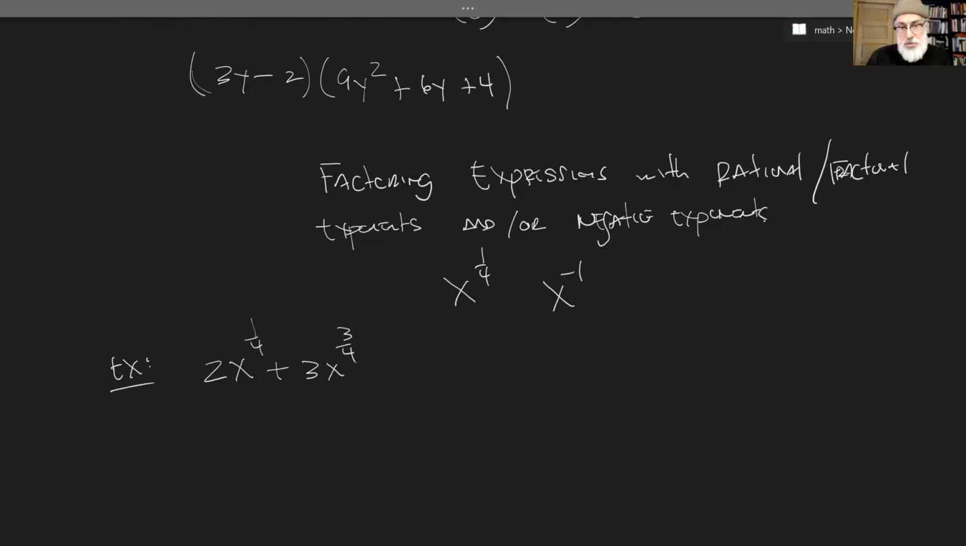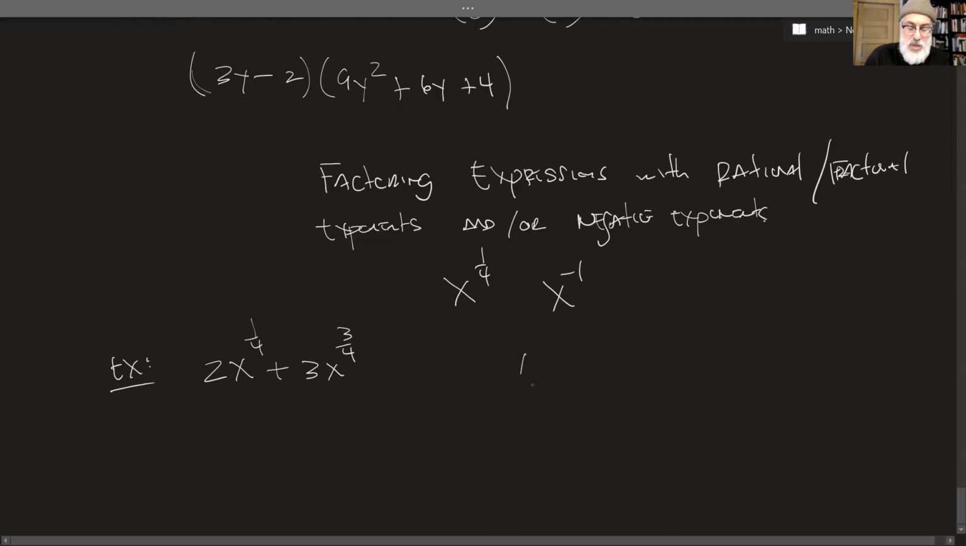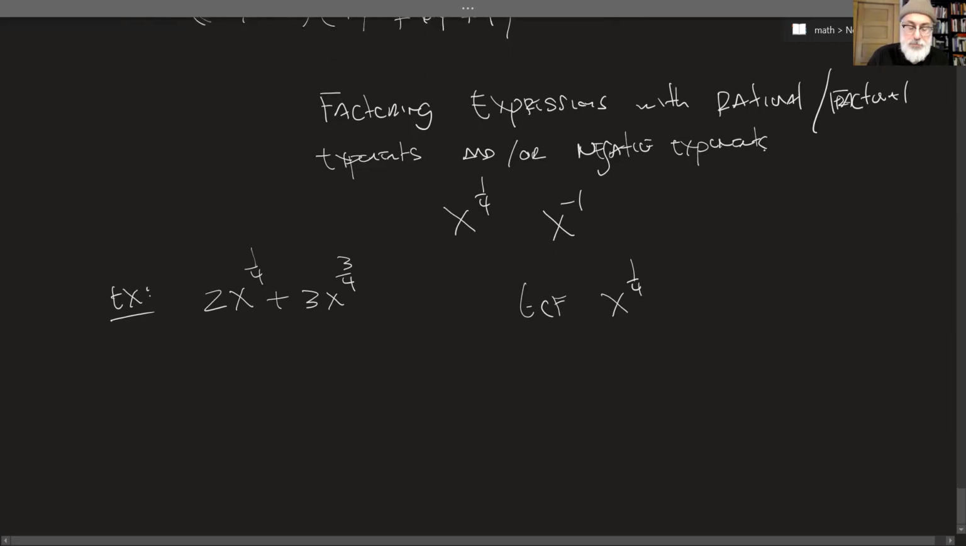Now I want to use the same rule for these powers. I'm going to use the smallest power. So I know 1/4 is less than 3/4. So I'm going to think that the greatest common factor of the variables is 1/4. So what we'll do here is we'll divide each term by x to the 1/4 and see what we get.